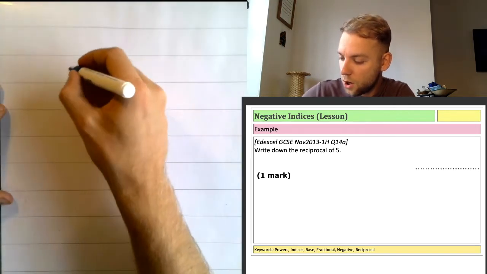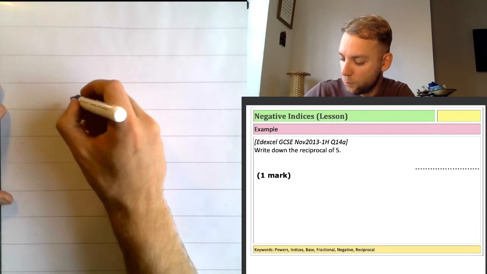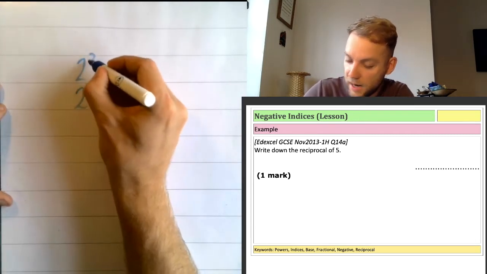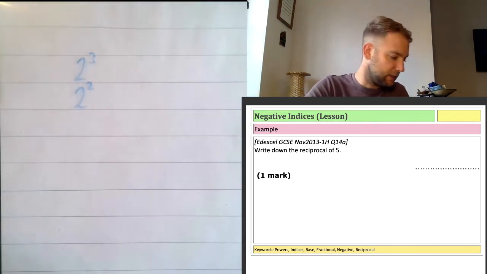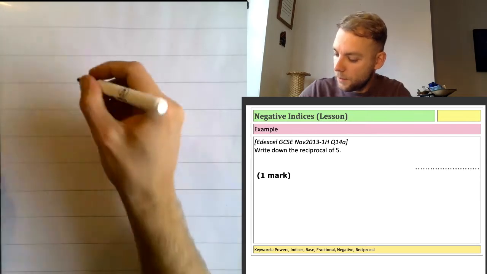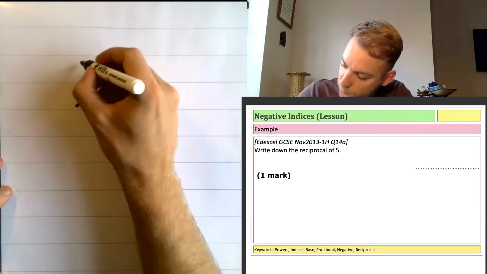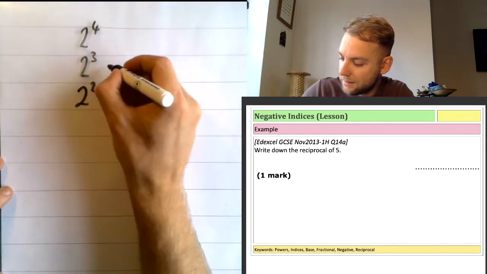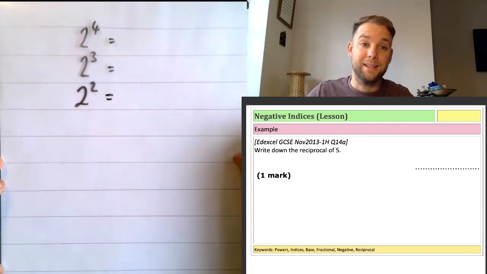You can get this in your notes if you want. I'm going to start off with some powers that I know can work out. So let's say 2 to the power of 2, 2 to the power of 3, and 2 to the power of 4. And we're going to be looking at patterns here.